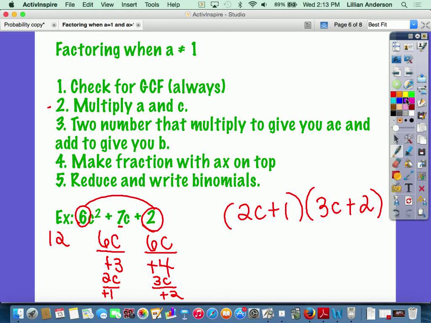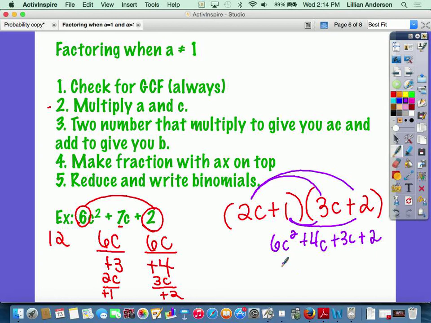And we always check with our FOIL method. 2c times 3c is 6c squared. 2c times 2 is a positive 4c. 1 times 3c is a 3c. And 1 times 2 is 2. When I combine like terms, I get my original problem. So we did good. These are the factors.